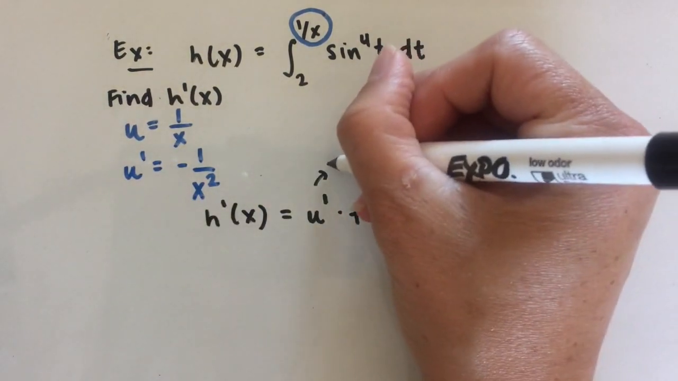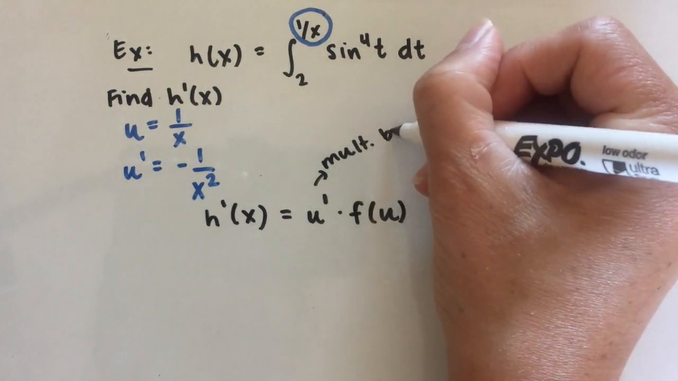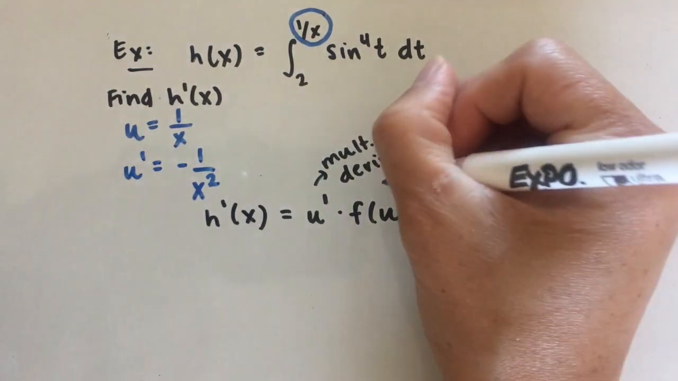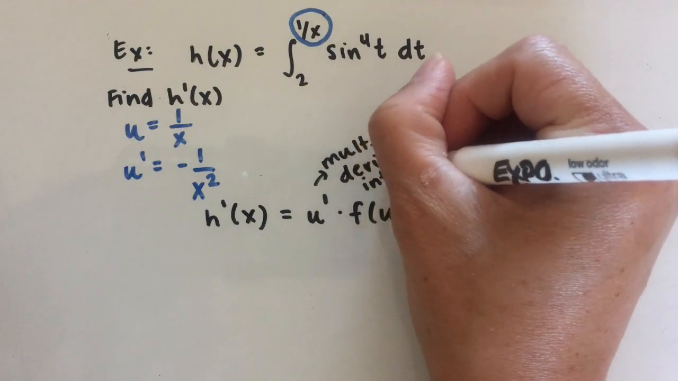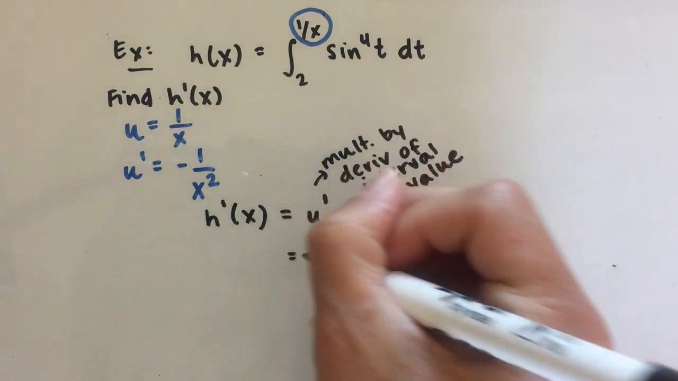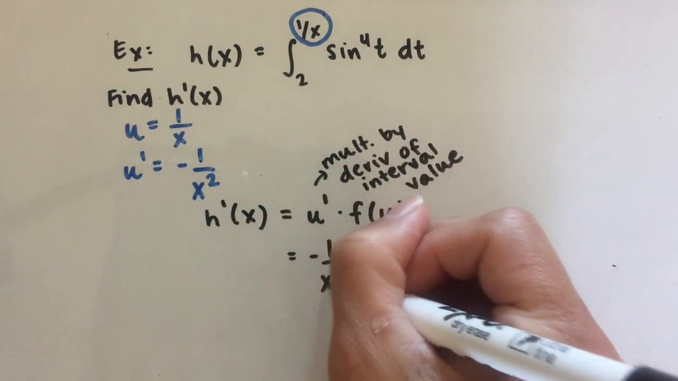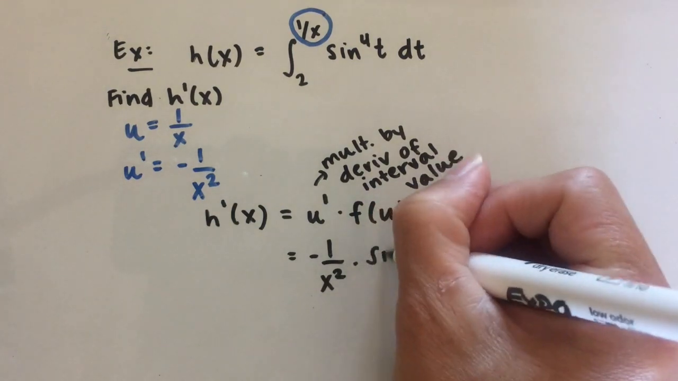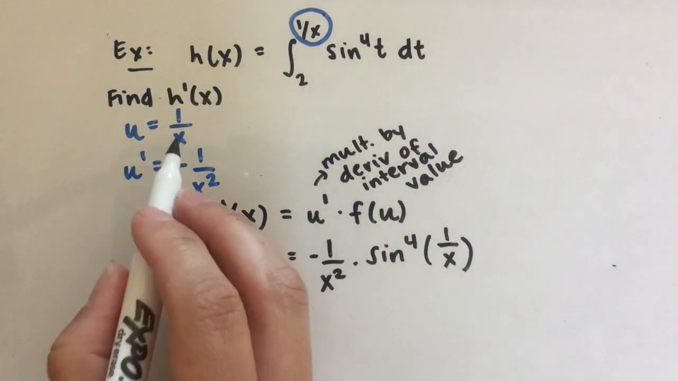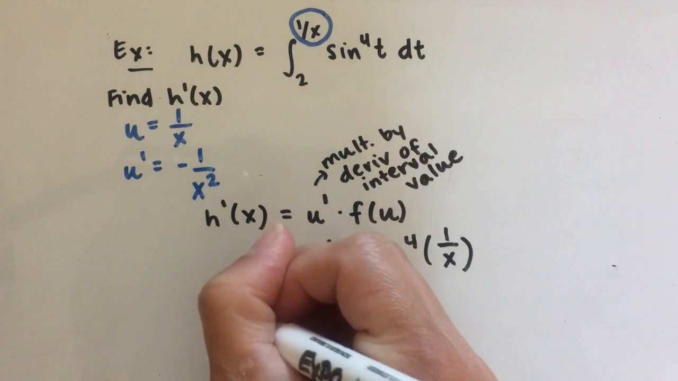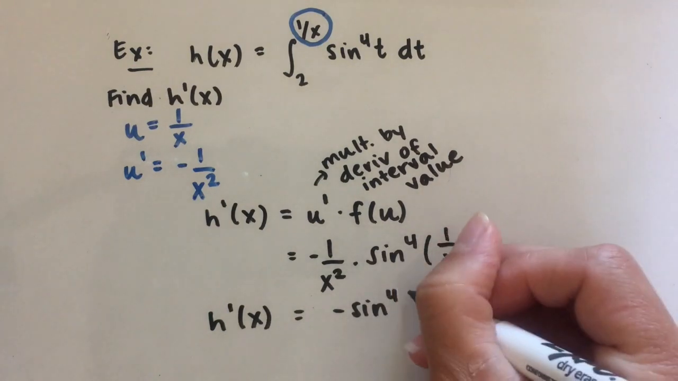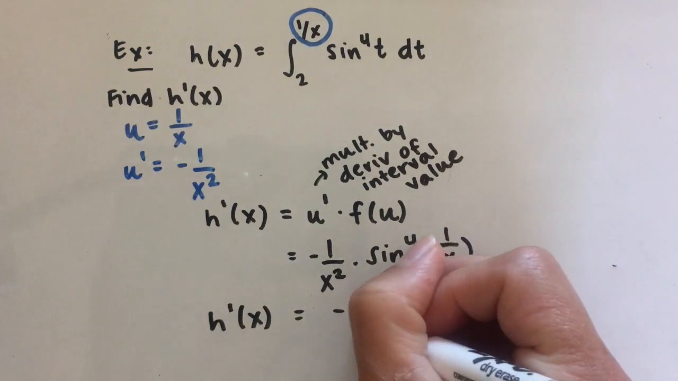So here our u prime is going to be what we multiply in the front of our function, and that is negative 1 over x squared. And then our f of u is sine to the 4 of 1 over x, because our u is 1 over x. In simplifying, we get the derivative of h is equal to negative sine to the 4th of 1 over x divided by x squared.